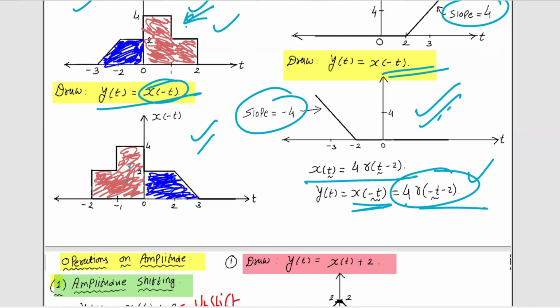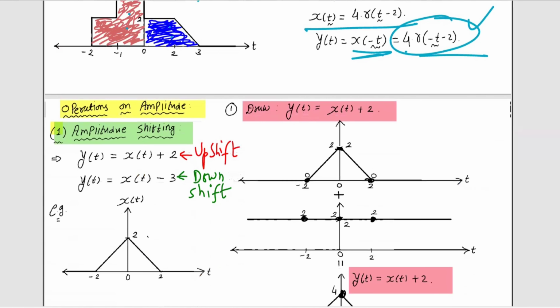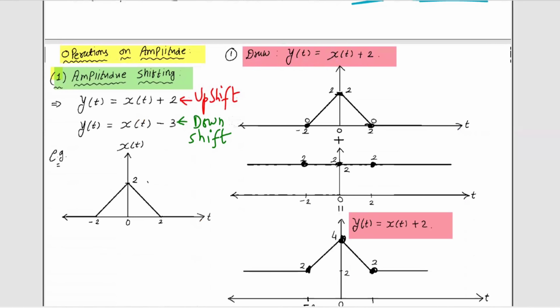So this is the ramp signal, which is shifted ramp on the left side. Okay, now similarly we can have the operations on amplitude side also. Okay, so let us understand what is amplitude shifting. Amplitude shifting is nothing but the shifting of amplitude by upshift or downshift, you can say.